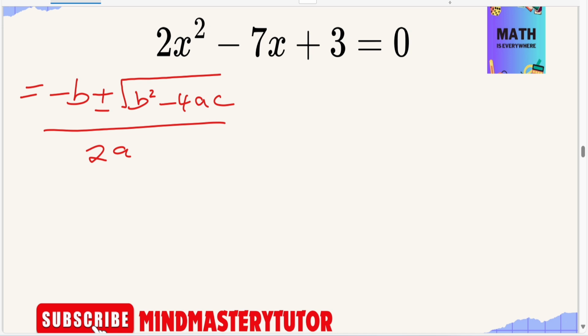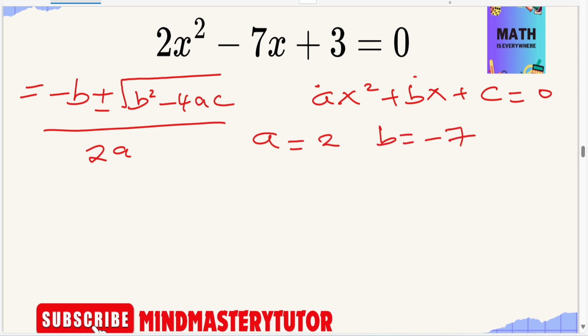So you always know that your equation should be in this form: ax squared plus bx plus c equal to 0. So a ni ya kwanza, b ya pili, c. A ni ile ambayo iko nyuma x squared. So you just write this here. So your a is 2, b is -7, your c is +3.